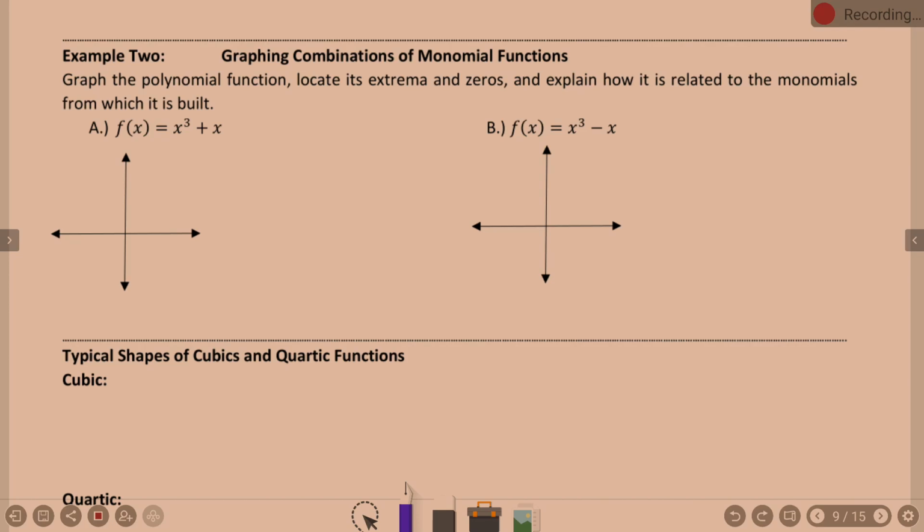So x to the third plus x. I'd go for your standard zoom screen. What's that graph look like to you? Kind of like an x cubed with a little skinny end of it. Kind of looks like an x cubed graph, doesn't it? Not as curved.